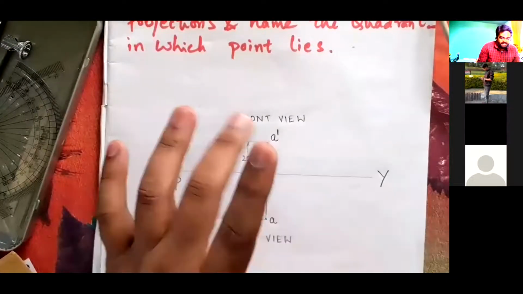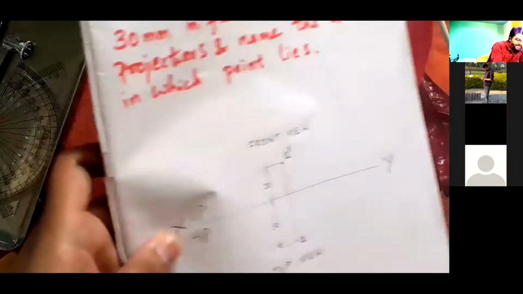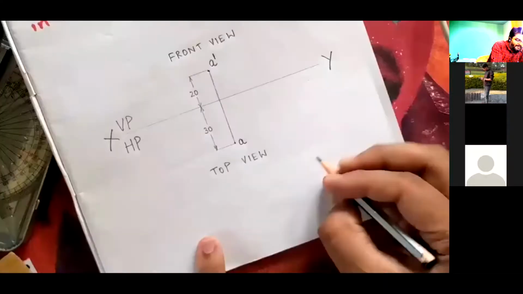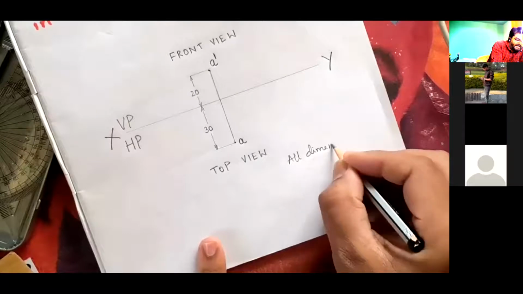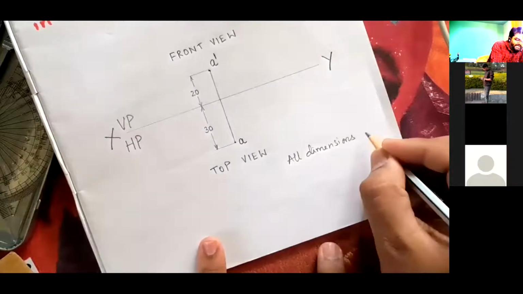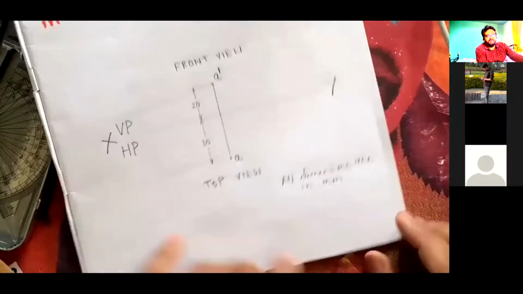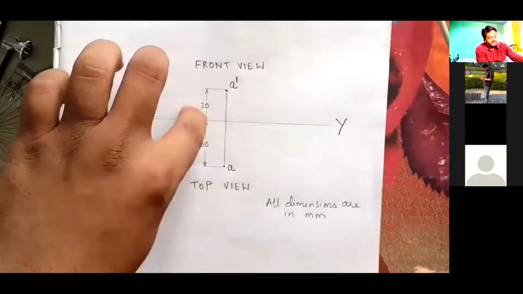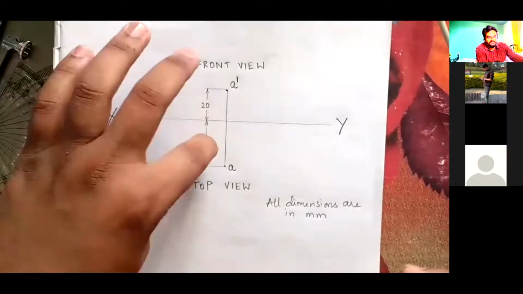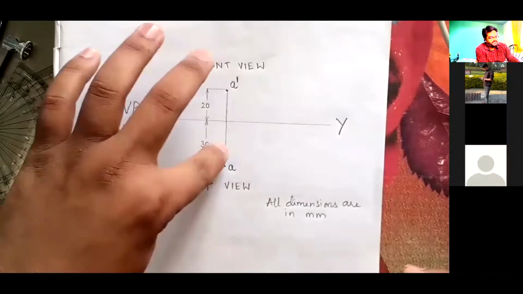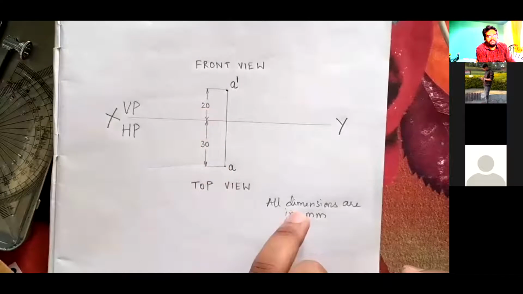Dimensioning is done. And a very important thing at the bottom of the page: you just mention that all dimensions are in millimeter. You are not mentioning any millimeter. Don't dimension 20 mm here. Don't dimension 30 mm, don't write the letters mm here. At the bottom, you are just representing that for 20 and 30, all dimensions are in millimeters.